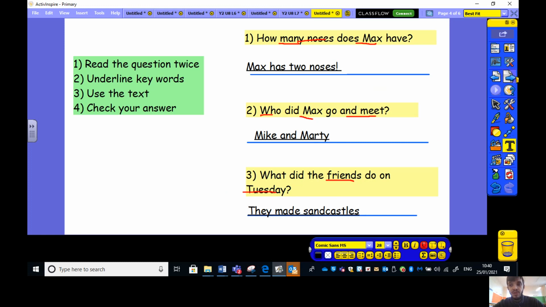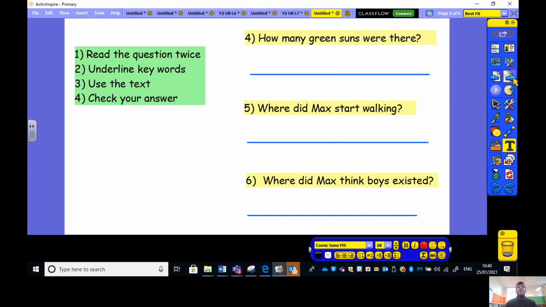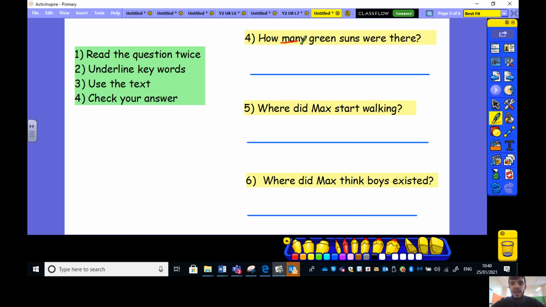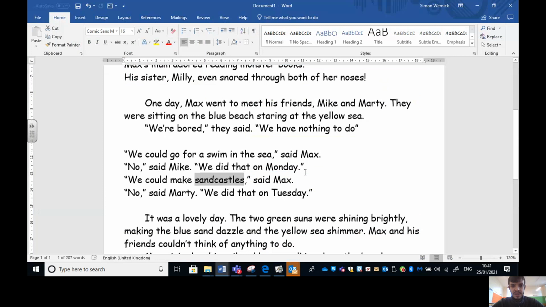So hopefully most of you got 3 out of 3 there. Give yourself a pat on the back if you did. Let's have a look at the last three questions. How many green suns were there? Go back to the text.